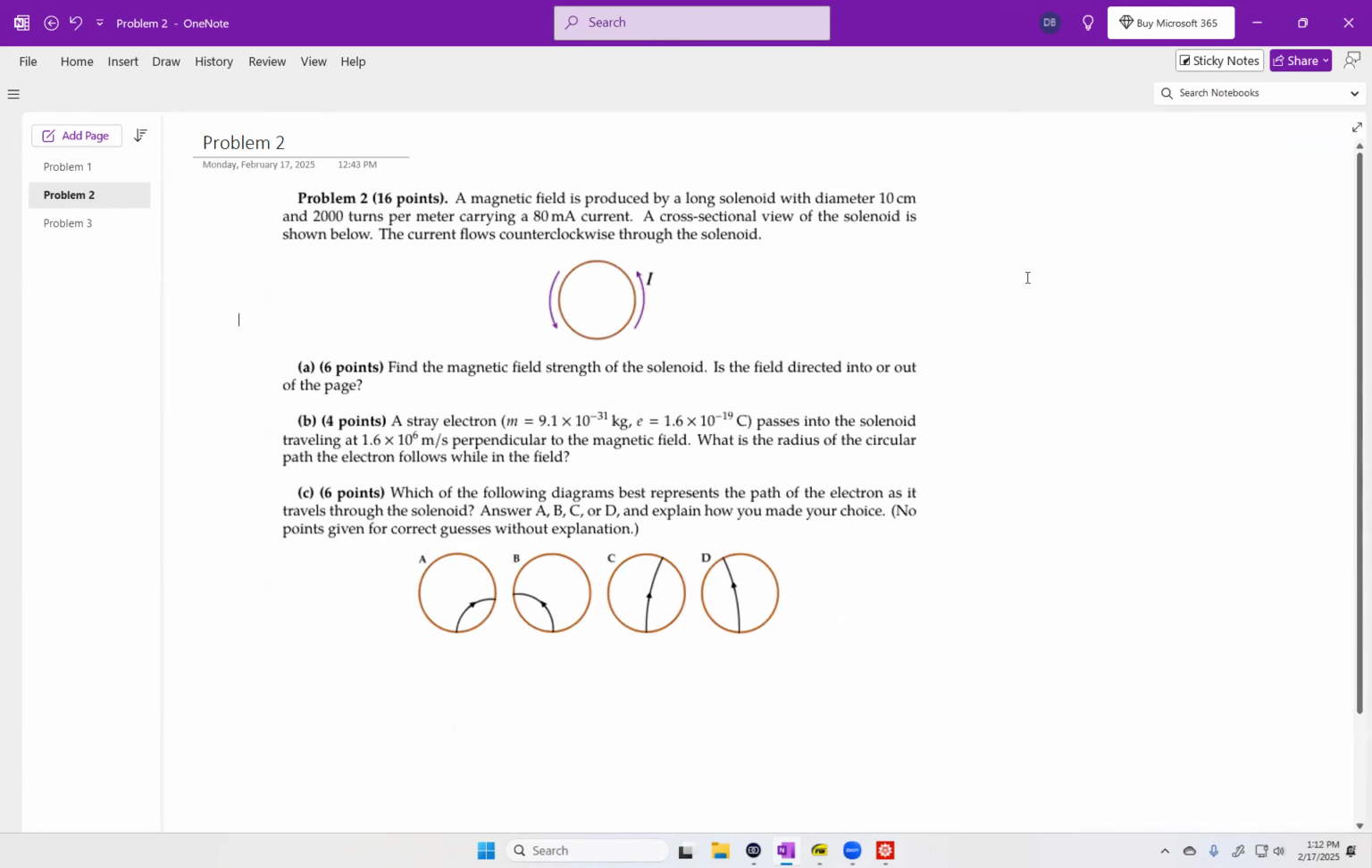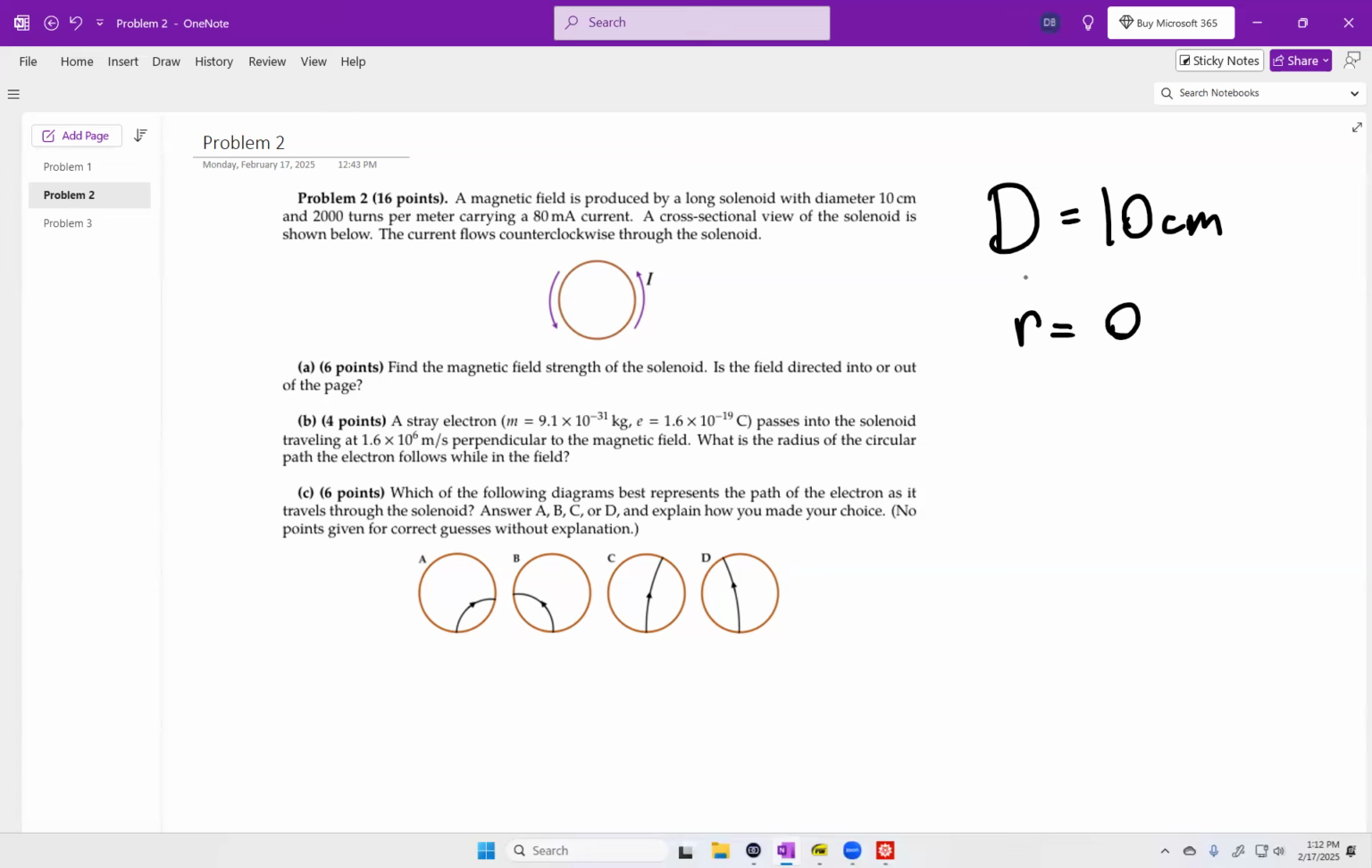Here we have a problem involving a magnetic field. So the magnetic field created by a current, in this case a solenoid, as well as the motion of a charge moving through that magnetic field. So we're told we have a magnetic field produced by a long solenoid with a diameter of 10 centimeters, right? So radius of 5 centimeters. And it has 2,000 turns per meter. So n is 2,000 per meter.